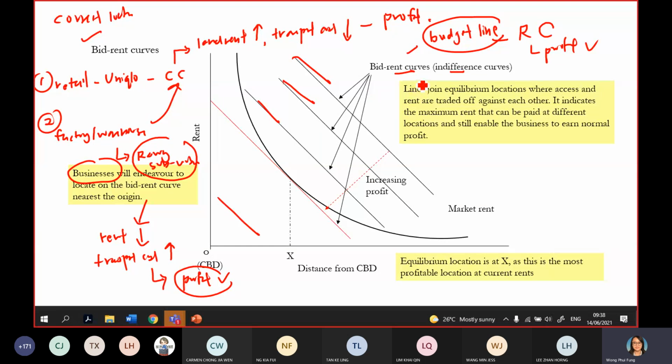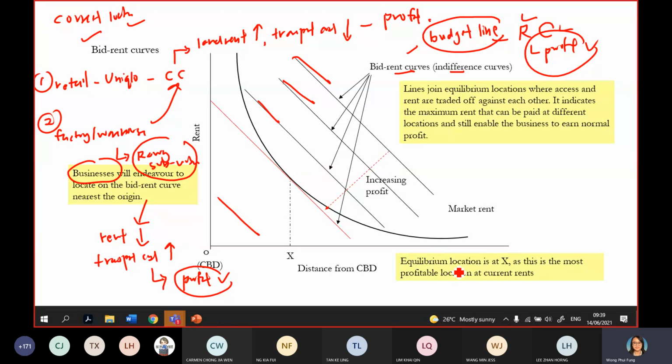All businesses will need to evaluate their budget. How to evaluate their budget? They have to determine how much revenue is received and how much cost is spent, then they will determine the profit level to choose the correct location. So it does not mean the nearest to the city center is the best for all businesses.